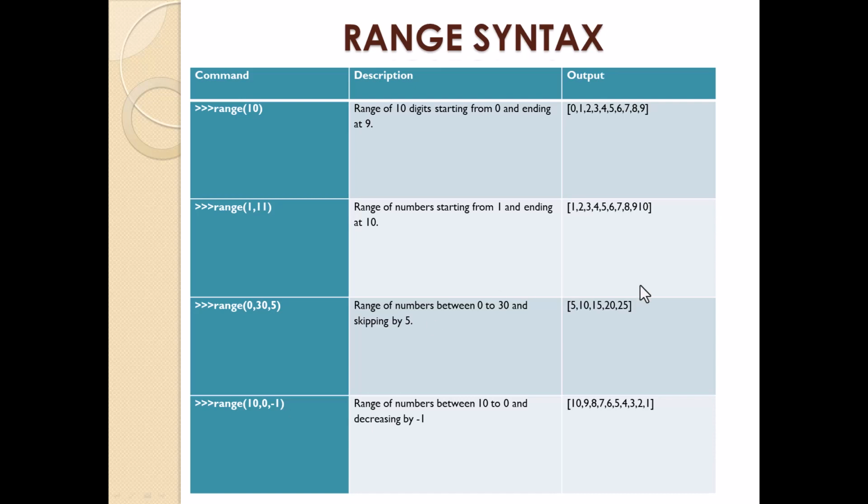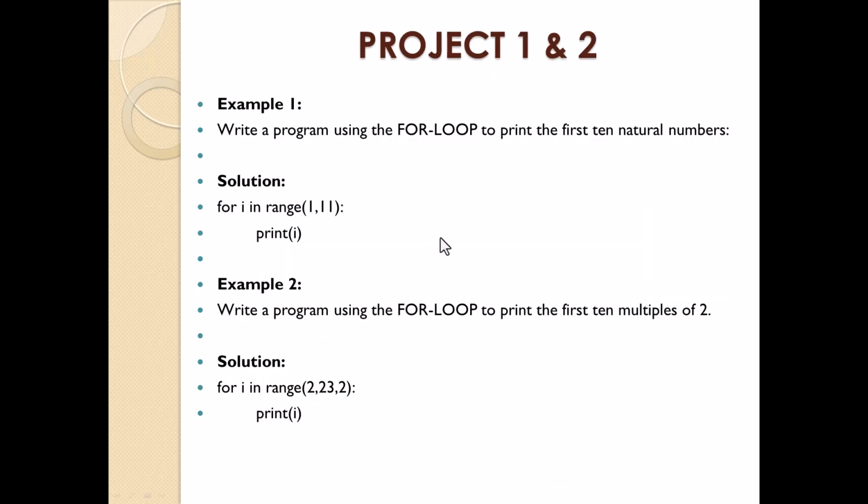So let's look at some few examples. So we're going to consider project 1 and 2. Under this one, we're going to create a program using the for loop to print the first 10 natural numbers. Okay, so we're going to print the first 10 natural numbers, and then the second one we're going to print the first 10 multiples of 2. So let's go back to our code editor and look at that one.